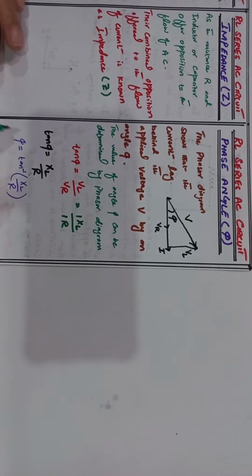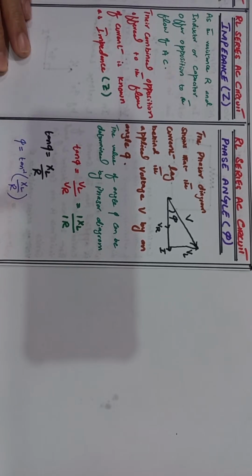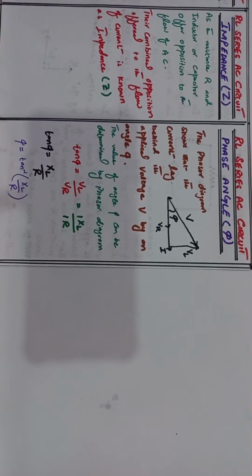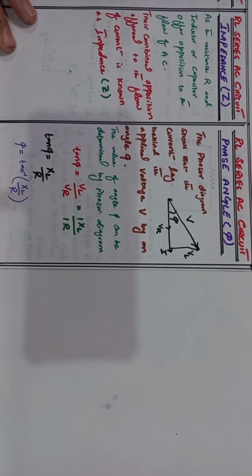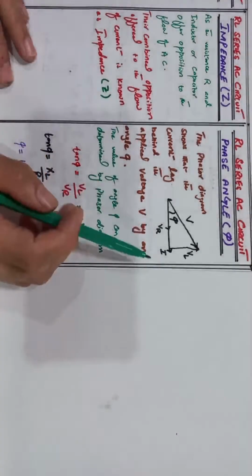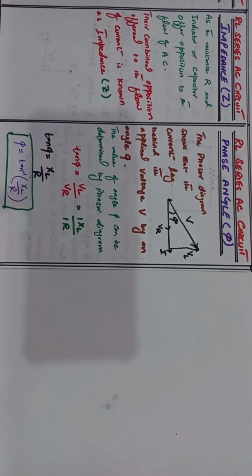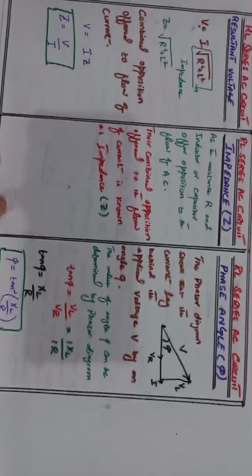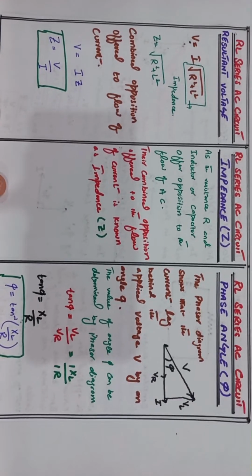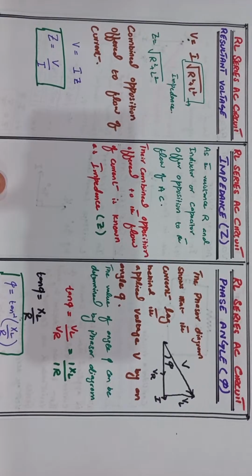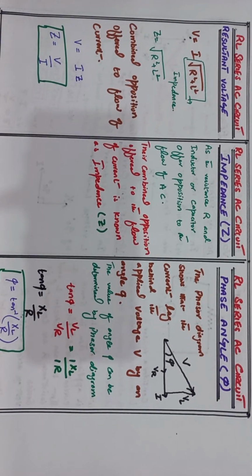What is the phase angle? For the combined current flowing through the inductor and resistor R, the current always lags behind the voltage by an angle phi. So this is the angle phi. Okay, we discussed the resultant voltage, impedance, and then phase angle.